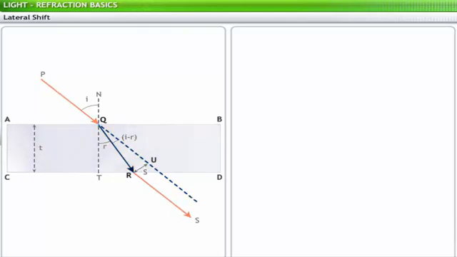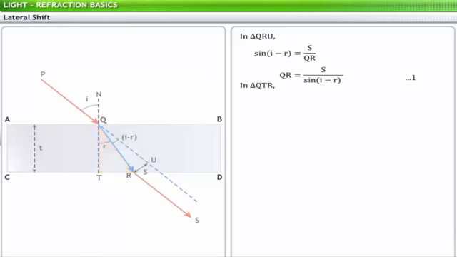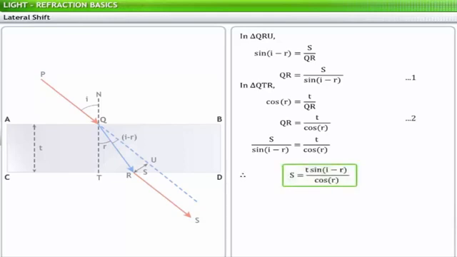Now consider the right triangle QRU. In this triangle, sine of (i minus r) is equal to the ratio of S to QR. Thus, QR is equal to the ratio of S to sine of (i minus r). This gives you equation 1. Now consider the right triangle QTR. In this triangle, cosine of r is equal to the ratio of QT to QR, which is equal to the ratio of thickness T of the slab to QR. Thus, QR is equal to the ratio of T to cosine of r. This gives you equation 2. From equations 1 and 2, we get the lateral shift in the slab as S is equal to T multiplied by sine of (i minus r) divided by cos r.